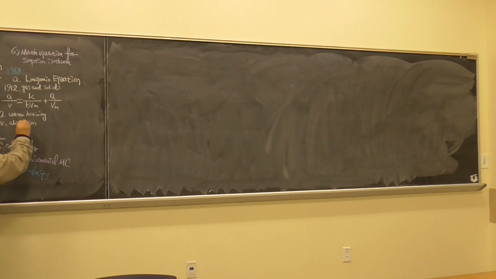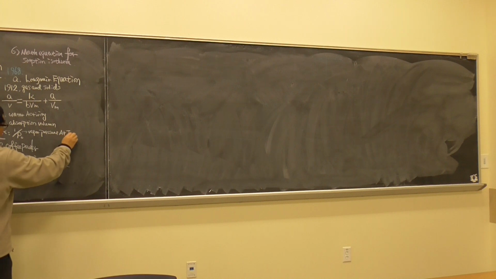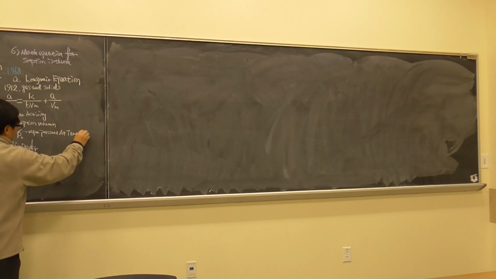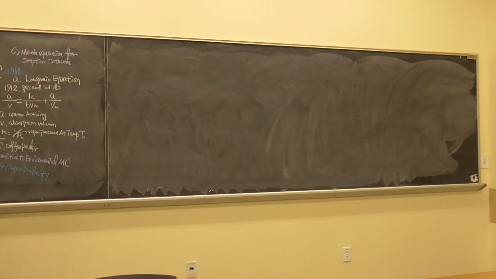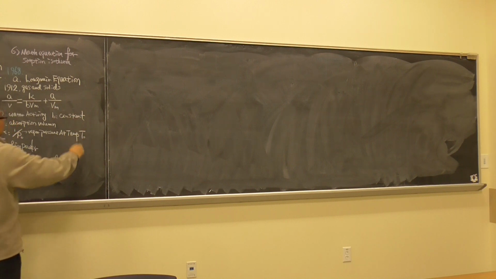Absorption, absorbed volume. What is K? K is 1 divided by P0. This P0 is vapor pressure at temperature T0. We'll talk about that later. Okay, what is B? It's a constant. Heat transfer constant, whatever, it's a constant.